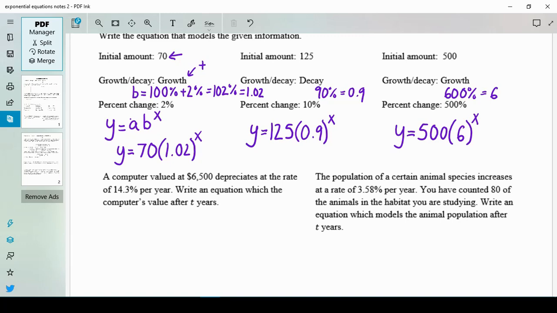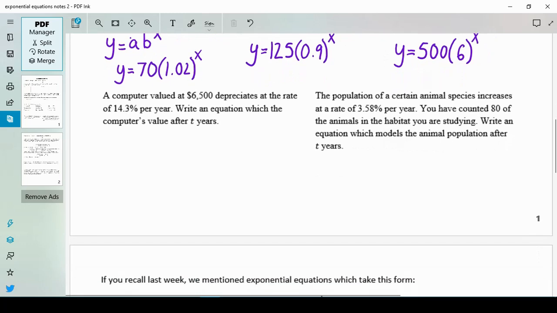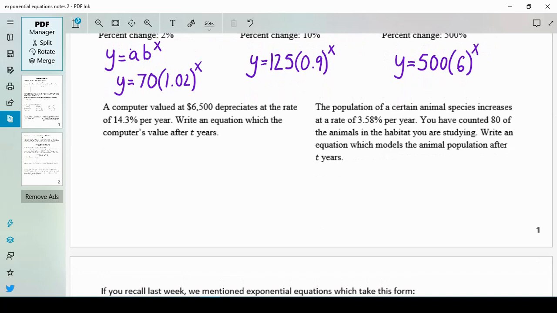Okay, we can apply the same principles here when we're given real-world scenarios. So let's take a look at 2 real-world examples and see how that would look, and then we'll also generate a sketch for good measure so we can visualize what's going on. So our last 2 examples here. Computer valued at $6,500 depreciates at a rate of 14.3% per year. Write an equation which models the computer's value after 2 years.